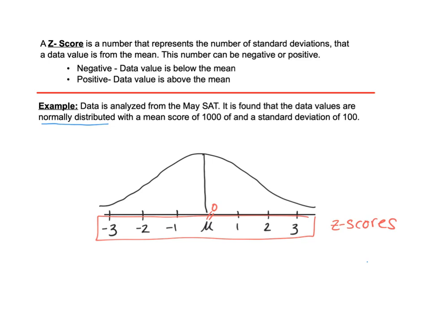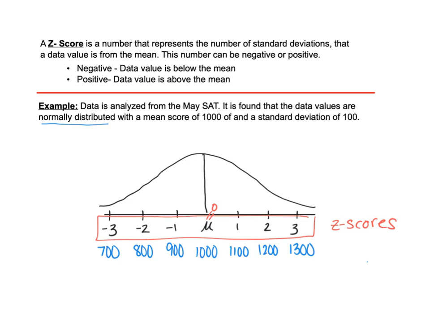So what I'd like to do now with this picture is put the information down that we have. Since we have a mean of 1,000, I'm going to take 1,000 and put it in the mean spot. And since it says it has a standard deviation of 100, that means every one that I go over, I'm going to either add 100 or subtract 100. So this would be 1,100, 1,200, and 1,300. And if we subtract 100 going back to the left, this would be 900, 800, and 700.